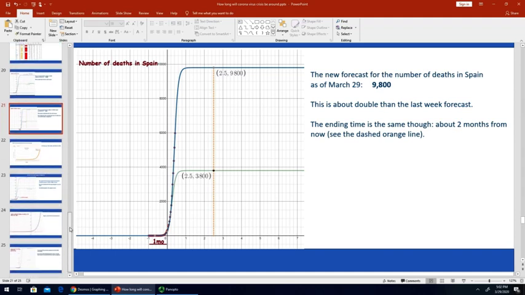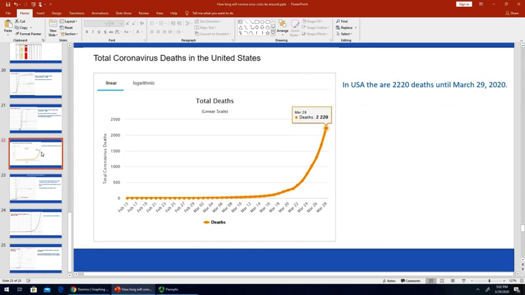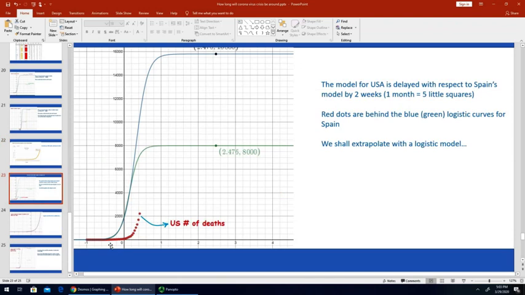Well, after doing that for Spain and Italy, I would like to follow with the data for the United States. Right now we have much more data than last week, so we should be able to make a rough model. The number of deaths in the United States so far as of March 28 is 2,220. And in red color is the data I plotted for the United States. You notice that this data, in comparison with Spain's data from last week, is behind by 2 little squares here. So 2 and a half little squares means about 2 weeks. So the United States is about 2 weeks behind Europe, actually behind Spain.